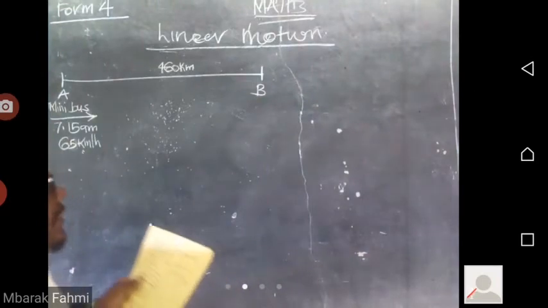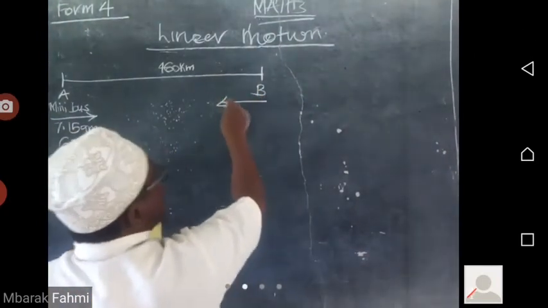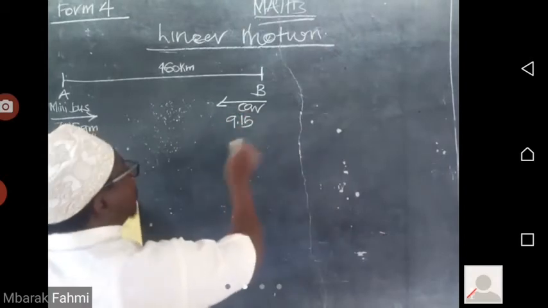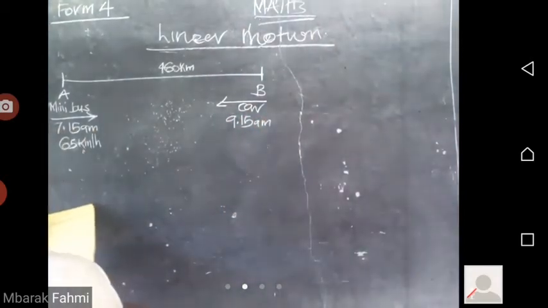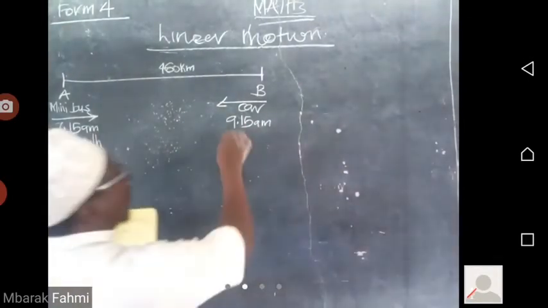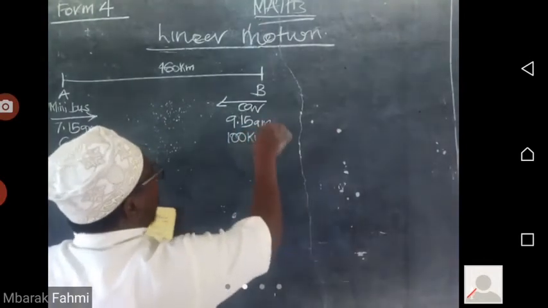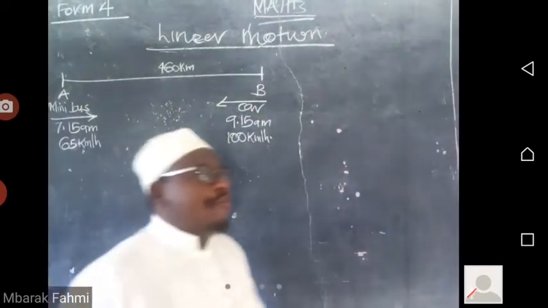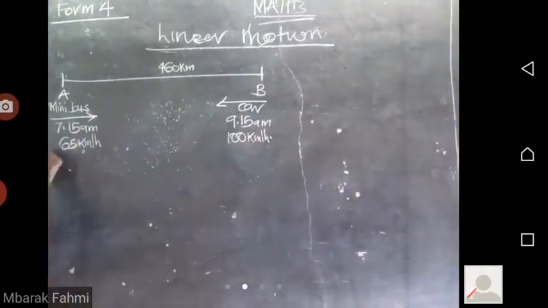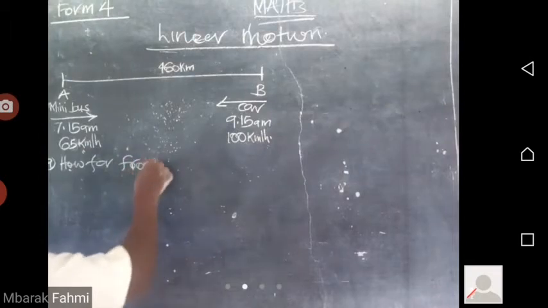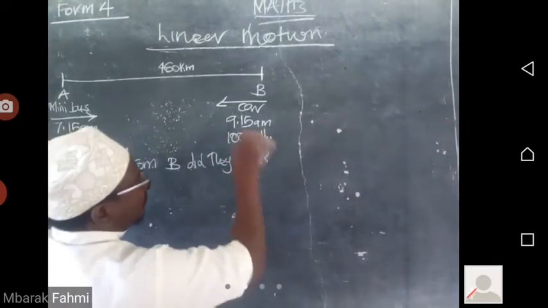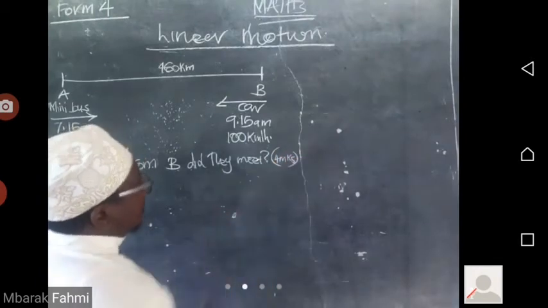A car left town B at 9:15 a.m. on the same day and traveled towards town A at an average speed of 100 kilometers per hour. Part A. How far from B did they meet?